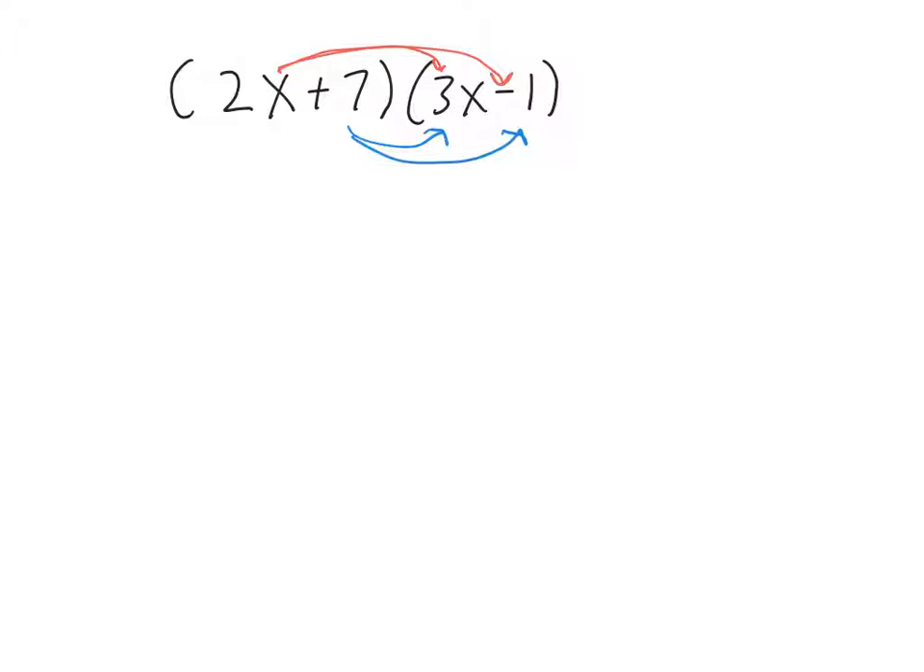So the 2x part, we end up with 2 times 3, which is 6x, and then 2x times -1, which is -2x. And for the 7, we're going to do 7 times 3x, which is 21x, and 7 times -1, which is -7. So we combine like terms, we end up with 6x plus 19x, or 6x squared. I forgot the square right here. So it's 2x times 3x, so 6x squared. We end up with 6x squared plus 19x minus 7.